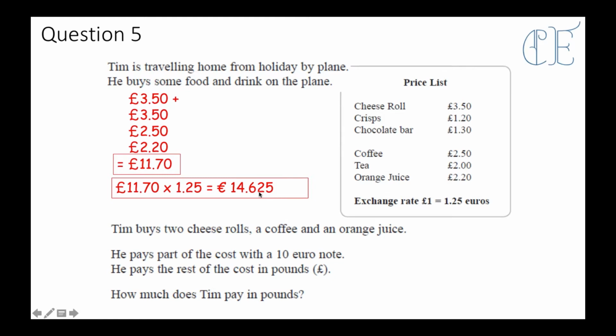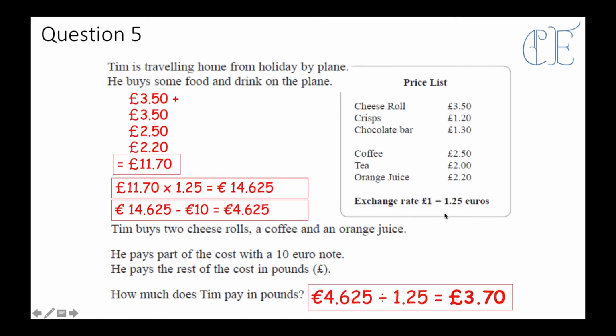Okay, so I now know what that is in euros. I pay with a €10 note. If I pay with a €10 note, I'm left with €4.625 left to pay, and I want to pay that in pounds. So now I want to go back from euros to pounds. So I'm here in euros and I want to go back to pounds, which means I have to divide by our exchange rate. So 4.625 divided by 1.25 is £3.70, and that's how much he pays in pounds. Okay. If you want to watch that clip again, just rewind, go back to the beginning, whatever helps.